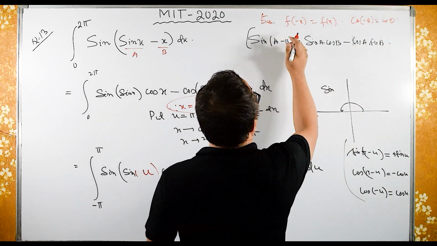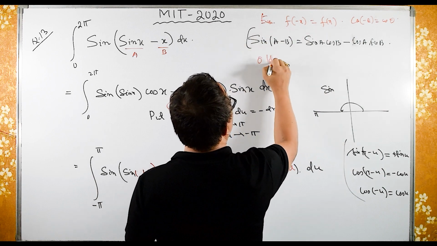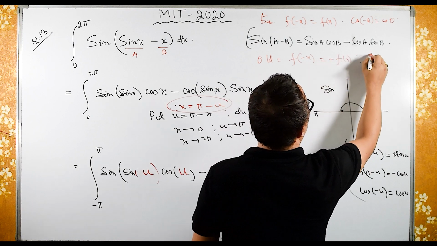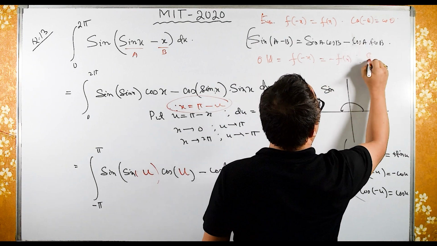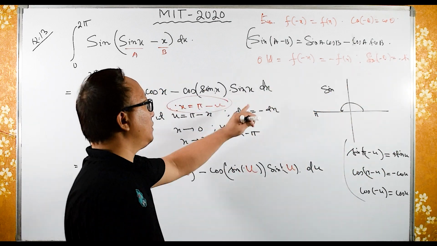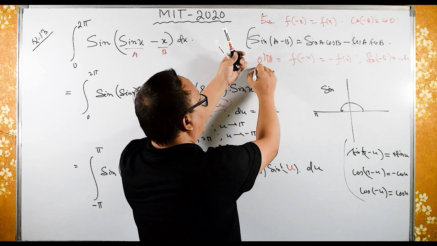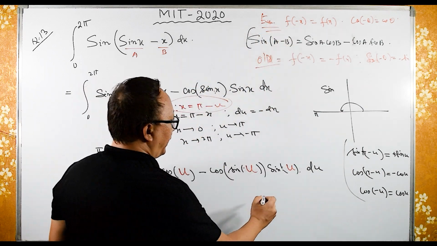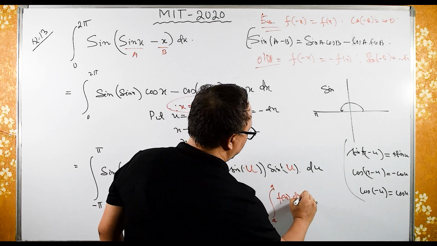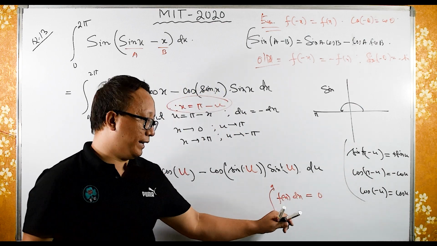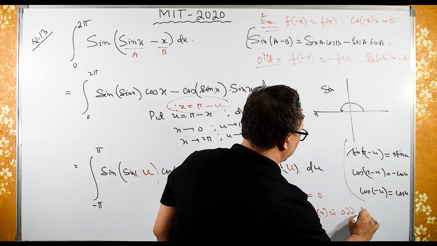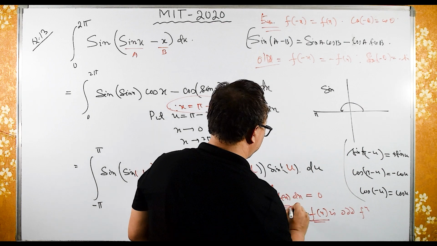And what about an odd function? An odd function means f of minus x equals minus f of x. For example, sine of minus theta equals minus sine theta. This is an odd function, and this is an even function. And then we have the formula: the integral from minus a to a of f of x dx equals 0 when f of x is an odd function.